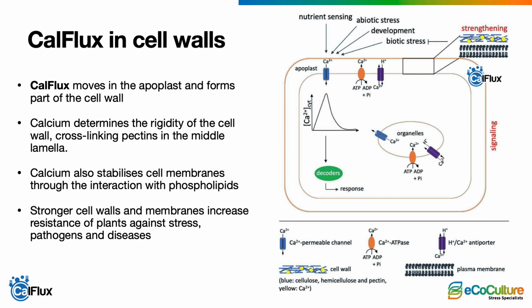Calflux in cell walls. Calflux moves in the apoplast and forms part of the cell wall. Calcium determines the rigidity of the cell wall by cross-linking pectins in the middle lamella. Calcium also stabilizes cell membranes through interaction with phospholipids. Stronger cell walls and membranes increase resistance of plants against stress, pathogens and diseases.